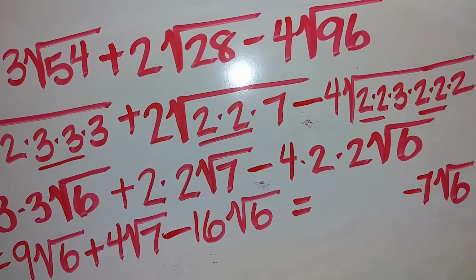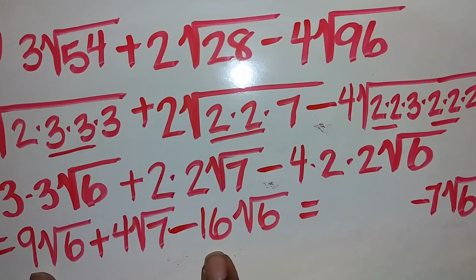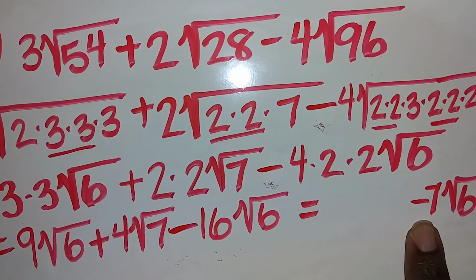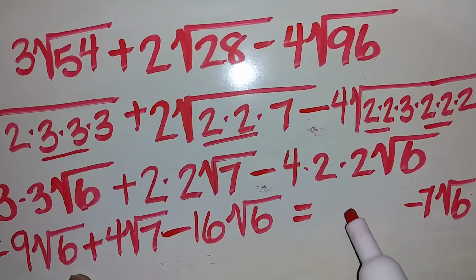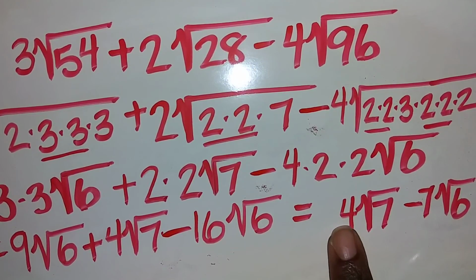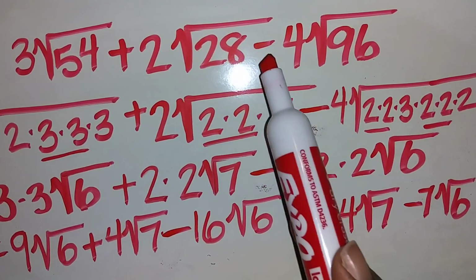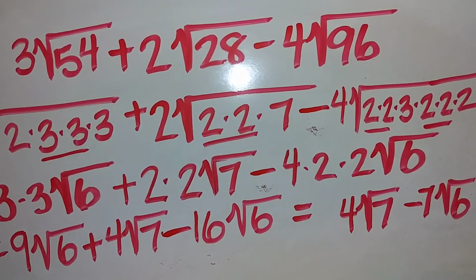Okay, so again, we know 9 minus 16 is negative 7 square root of 6. And then they put that positive 4 square root of 7 as that leading term. When you write your answers out, you want your leading term to be positive. So they have 4 square root of 7 minus 7 square root of 6. Okay, and always check your answers and make sure you got your signs in the right place. Very important. Okay, so now let's keep moving.